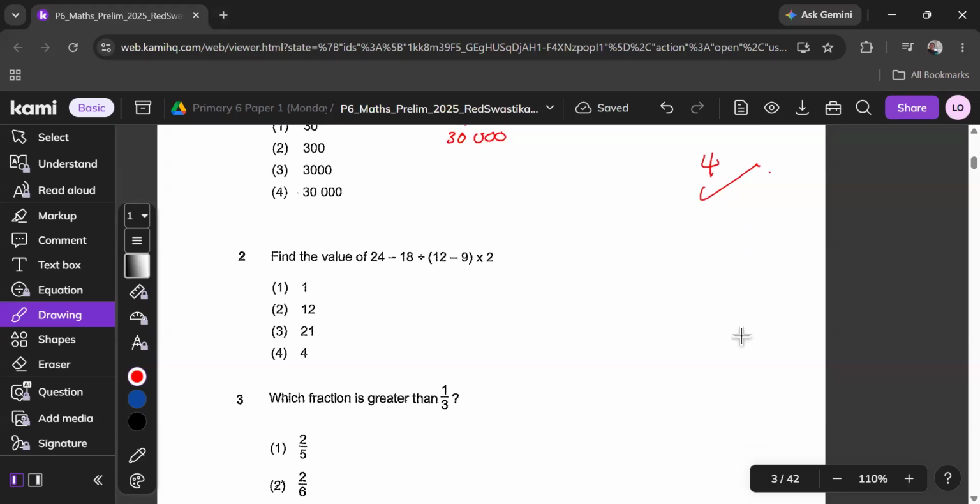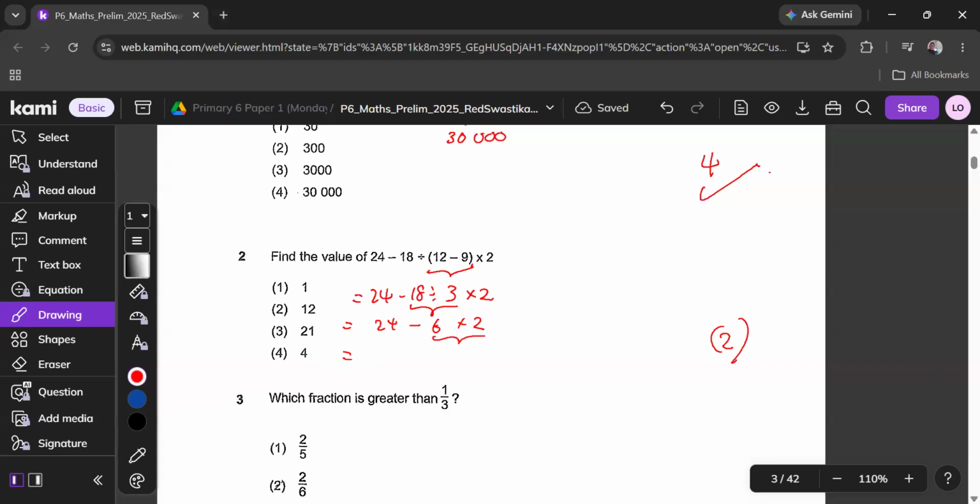The answer will be number 2. All right. So what do you do first? The bracket. All right. So you always do the bracket first. So you write down everything. So you divide, put the answer below the bracket, then times 2. Minus, divide, times, you do the divide first. And then you 24 minus 6, then times 2.